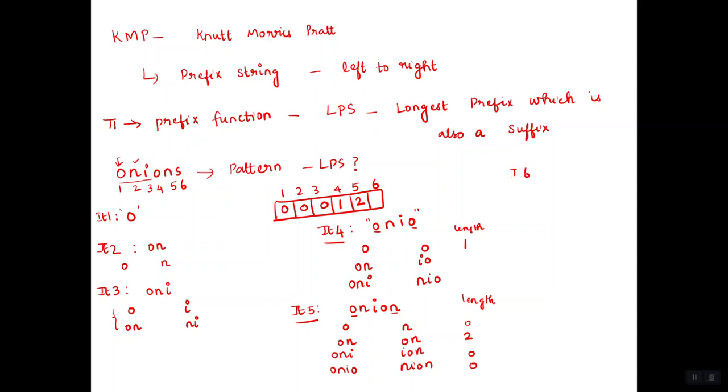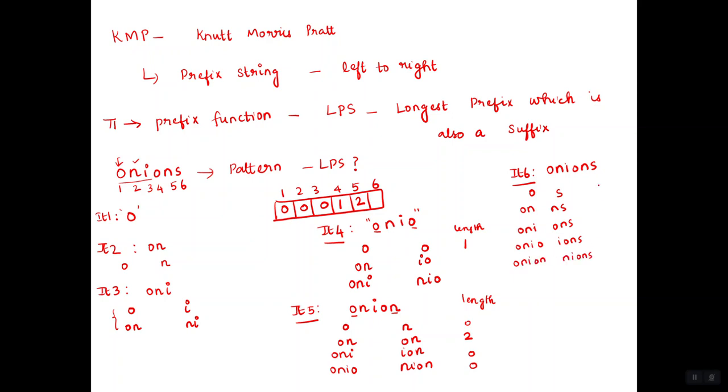And finally, for the last iteration, I have to consider all 6 characters, O, N, I, O, N, S, onions. So I have to iterate it one by one. Substring of length 1, length 2, length 3, length 4 and length 5, because maximum length itself is 6. So substring means maximum 5 I can go. So first character, last character. First 2 characters, last 2 characters. First 3 characters, last 3 characters. First 4 characters, last 4 characters. First 5 characters and last 5 characters.